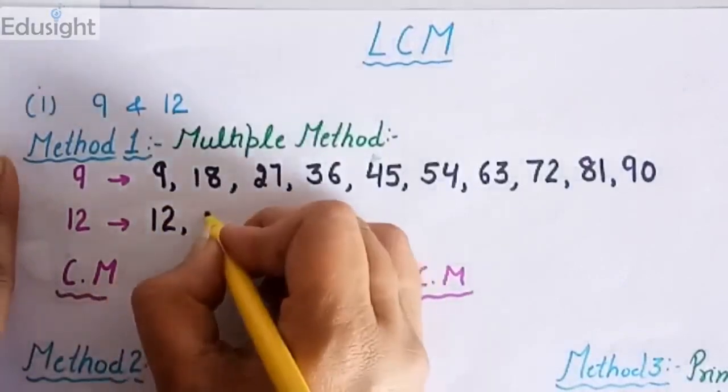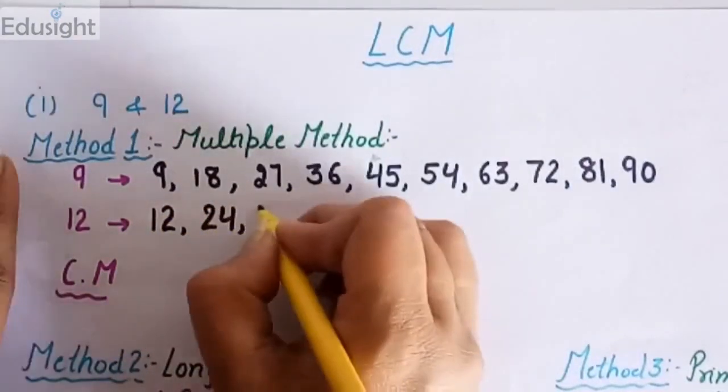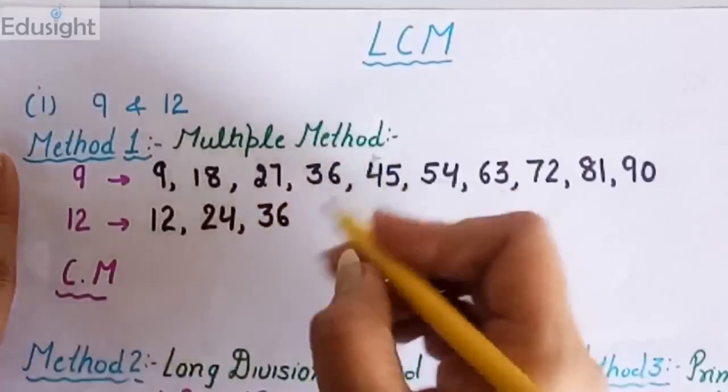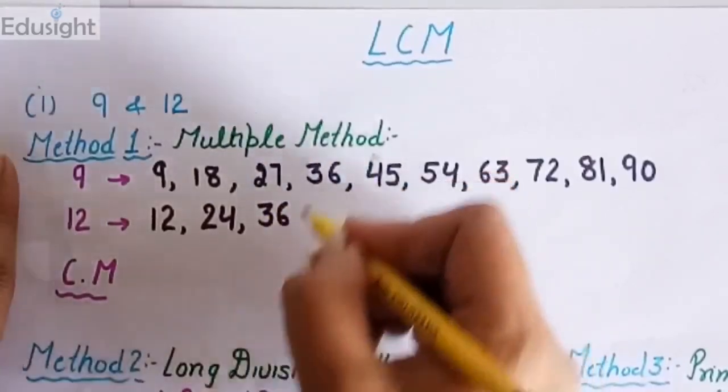So now multiples of 12. 12 ones are 12, 12 twos are 24, 12 threes are 36. So here we get the first common multiple.